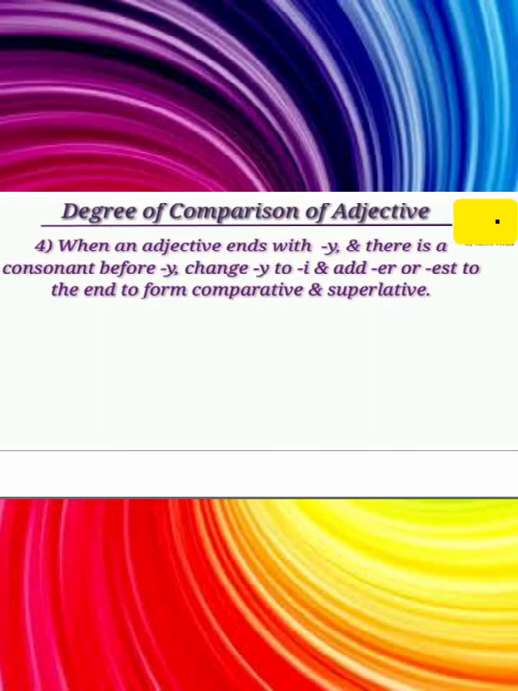When an adjective ends with y and there is a consonant before y, change y to i and add er or est to the end to form comparative or superlative. It means if the adjective ends in y and y has a consonant before it, it will be changed to i by adding er or est. For example, early. You can see in the example, early is ending with y and before y is a consonant, that is l. So we will add i instead of y and er in the comparative form and est in the superlative form. Next example is happy, happier, happiest.